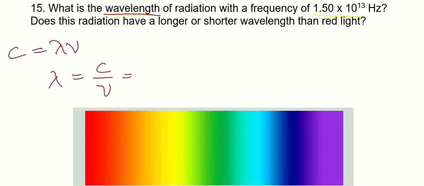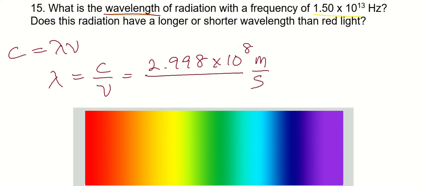We'll plug in the numbers we're given. The speed of light is given on your reference sheet: 2.998 times 10 to the 8 meters per second. Nu, which is frequency, is given to us as 1.50 times 10 to the 13 hertz. Hertz is per second. The seconds cancel out because they're both in the denominator of their own fraction, and we're left with meters. That's a logic check because meters is the SI unit for length. We're on the right track.